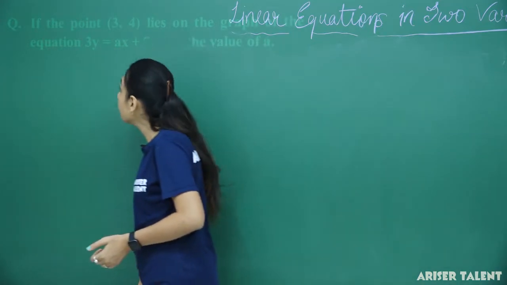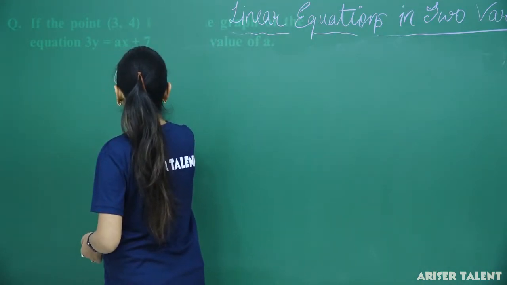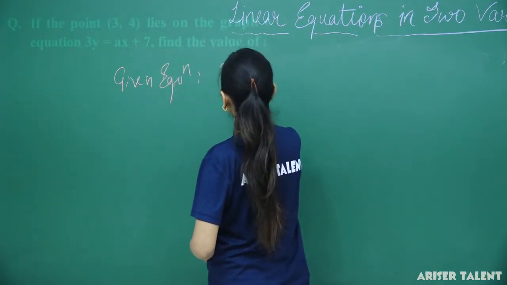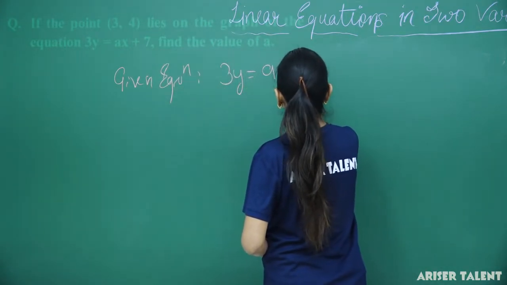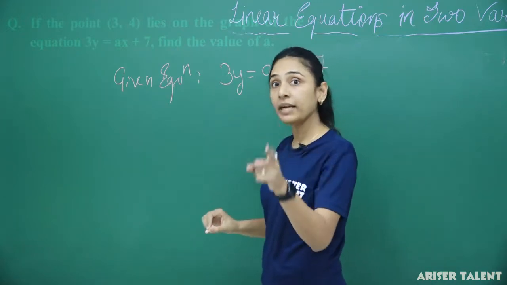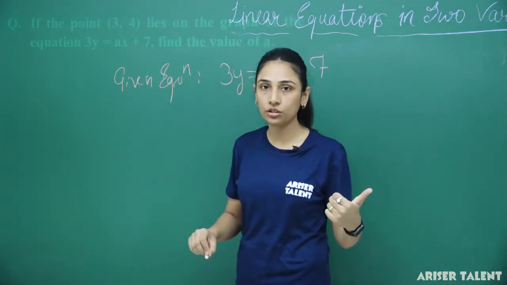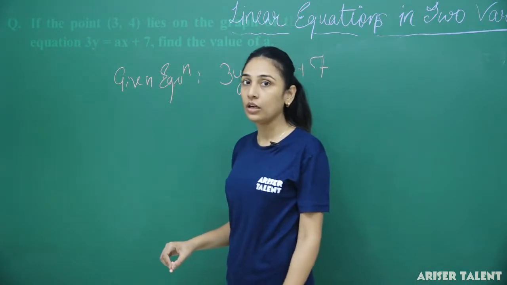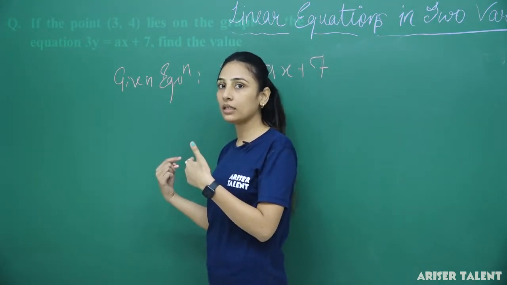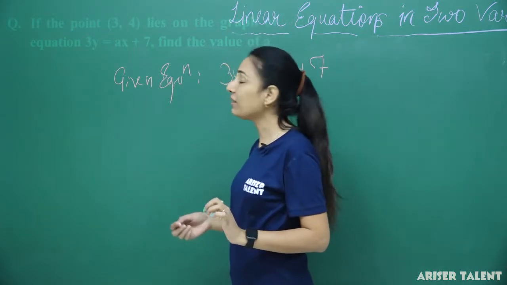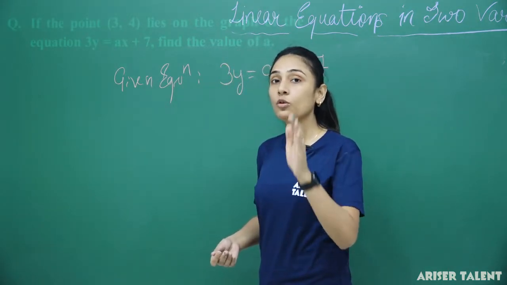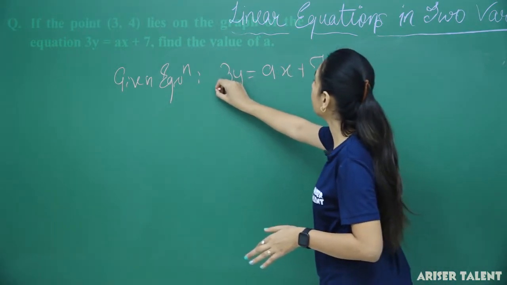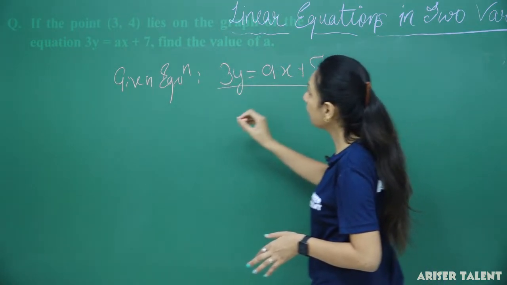So the given equation is 3y = ax + 7. We found the value of k in a similar question, and this particular question is exactly like that, so you need not look at it here, but do it on your own. When a type of question is repeating, you had better do it yourself, right? So here is the given equation, and we have to find the value of a.